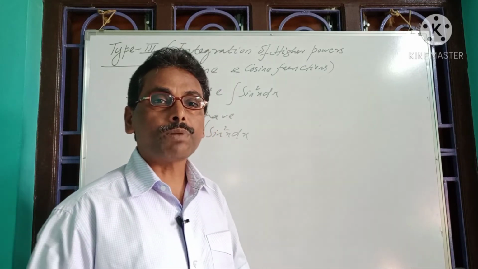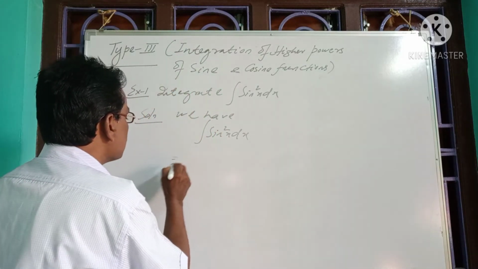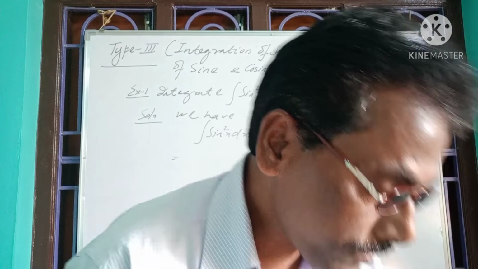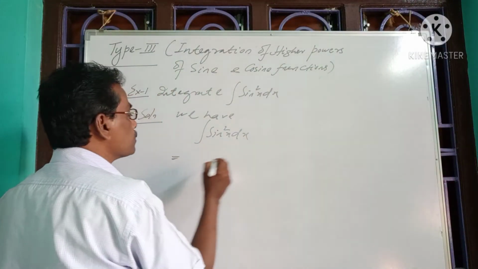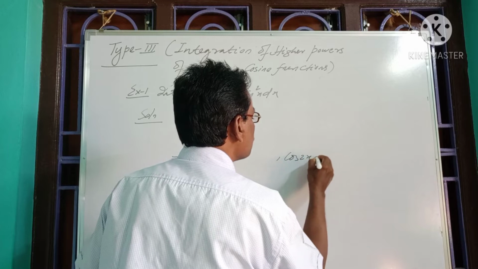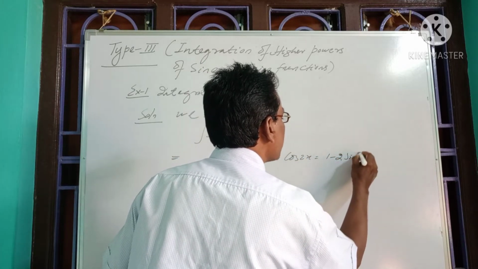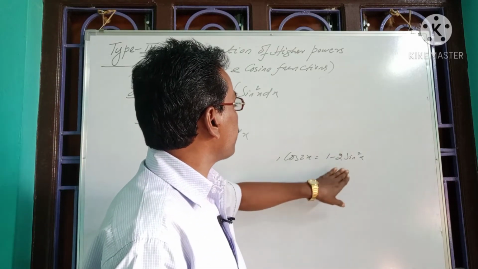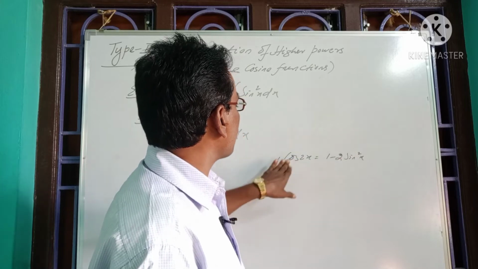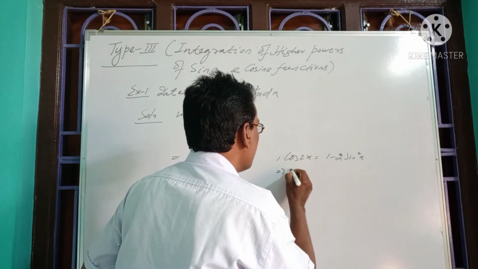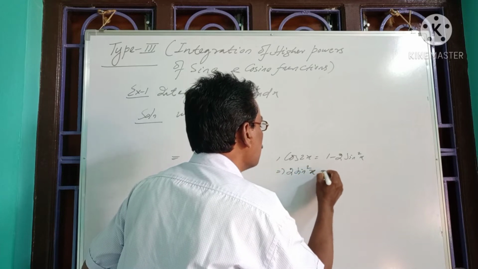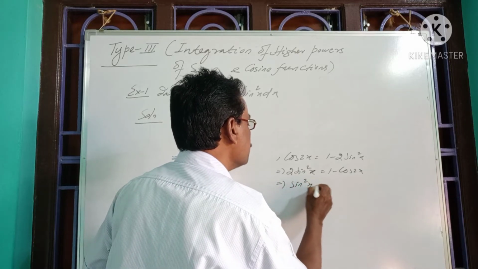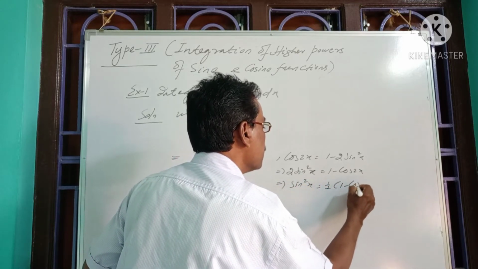So in order to transform to formula form, let us recall the formula, that is cos 2x. We know cos 2x is equal to 1 minus 2 sine square x. So in cos 2x we can find the function sin square x. Now simplifying, we can find sin square x in the shape of cos 2x. So we have 2 sin square x is equal to 1 minus cos 2x. Again simplifying, we have sin square x is equal to half into 1 minus cos of 2x.